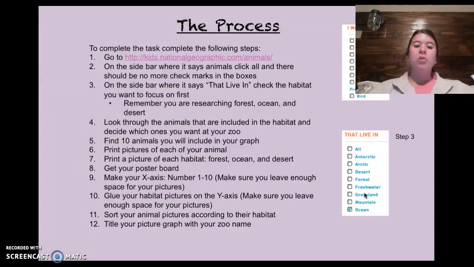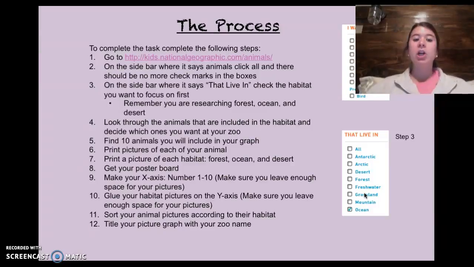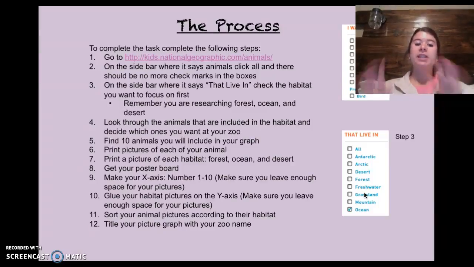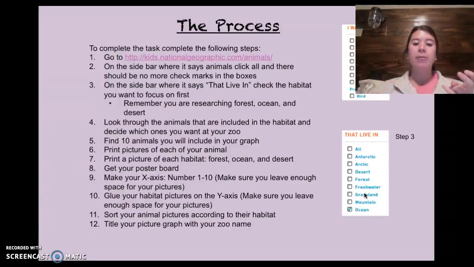Then they're going to glue the habitat pictures, because I forgot to mention that they had to find habitat pictures. They need to find a picture of a forest, a picture of an ocean, and a picture of a desert. They're going to glue those pictures at the bottom for their y-axis. These are their labels: the numbers 1 through 10 are for the x-axis, and the y-axis labels are the habitat pictures. Then they're going to sort their animal pictures according to their habitats.